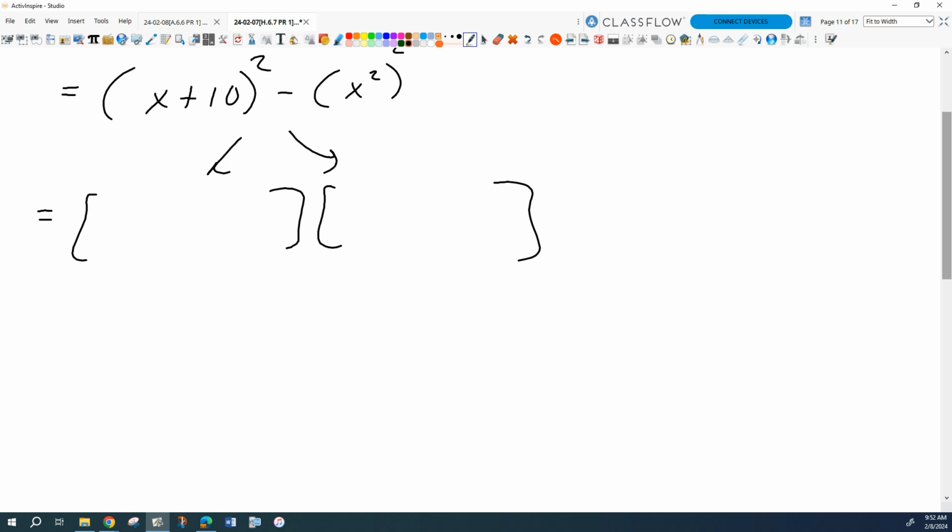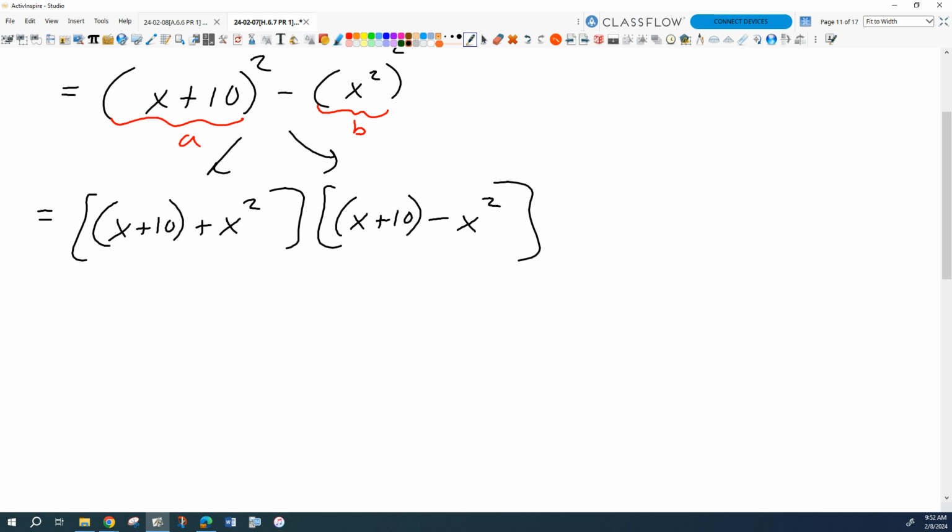Plus 10. Okay, good. That's my A, right? This whole thing here is like my A. And that thing is like my B, right? So A plus B is going to be x plus 10 plus x squared, right? Everybody agree? Okay. A minus B is going to be x plus 10 minus x squared, right?